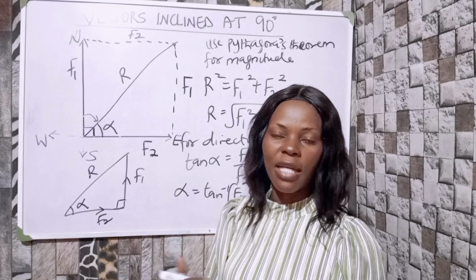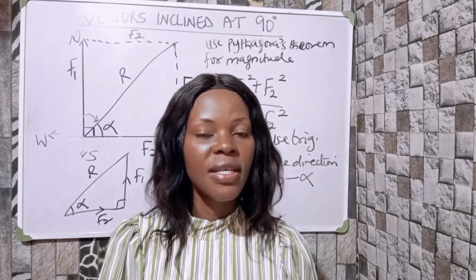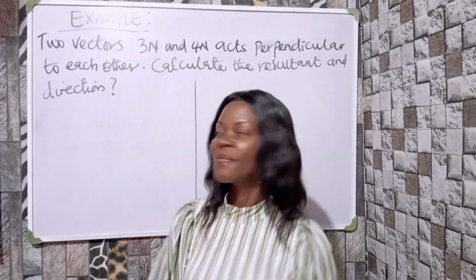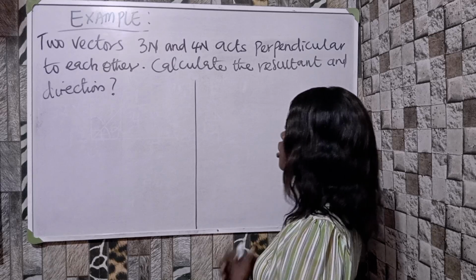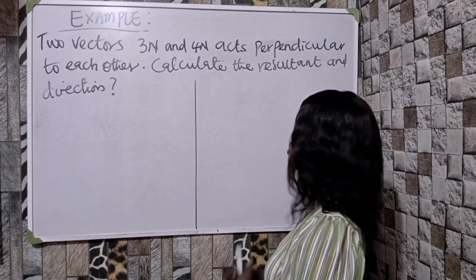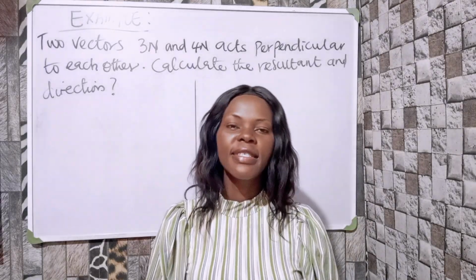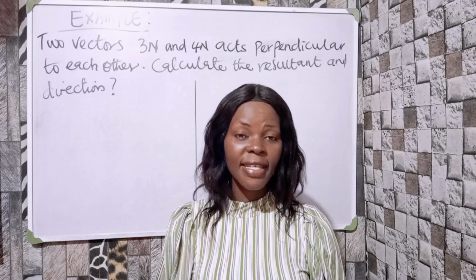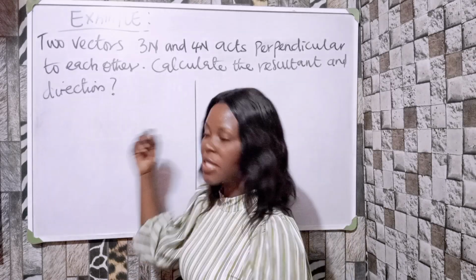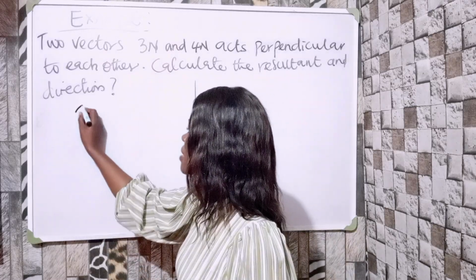Now let us look at a problem pertaining to vectors inclined at right angle. Stay tuned. Okay, let's look at this simple problem on the board. Two vectors, 3 Newton and 4 Newton, act perpendicular to each other. Calculate the resultant and direction. Once you hear this word perpendicular, it means that they are acting at right angle. In other words, they are right angle vectors. So I'm going to sketch the diagram to enable me get my magnitude and direction. So I have this.